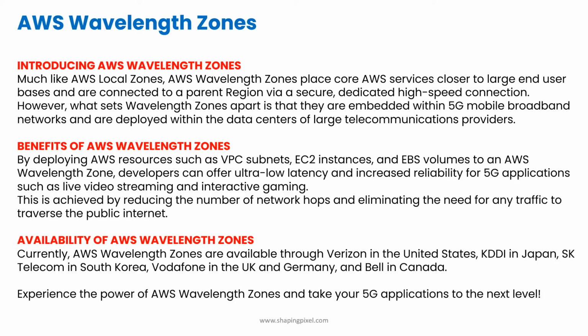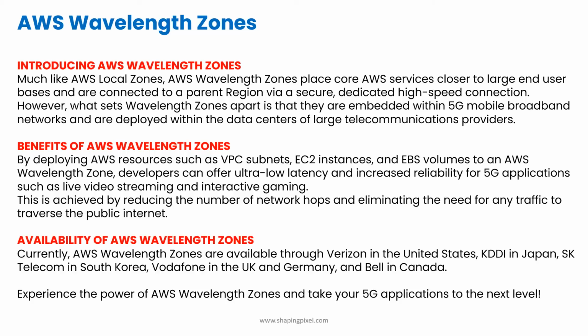So let's introduce AWS Wavelength Zones. Much like AWS Local Zones, AWS Wavelength Zones place core AWS services closer to large end user bases and are connected to a parent region via a secure, dedicated high-speed connection. However, what sets Wavelength Zones apart is that they are embedded within 5G mobile broadband networks and are deployed within the data centers of large telecommunications providers.